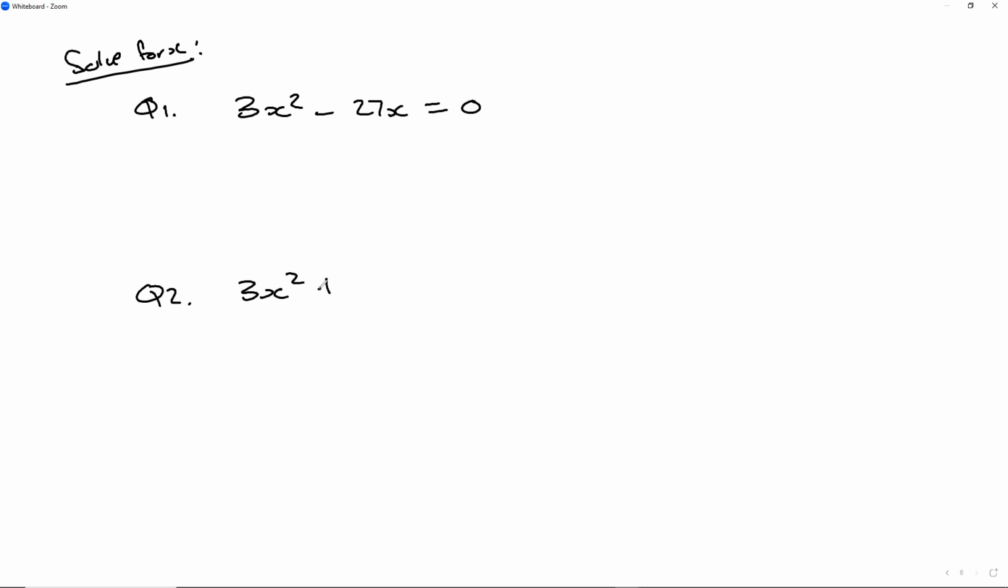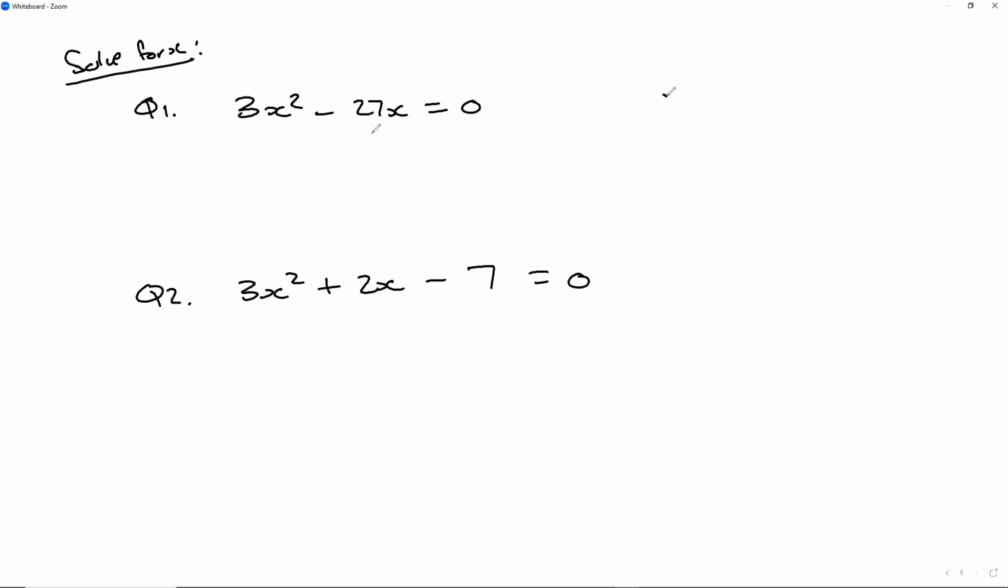All right, so let's do another round. Here we go. So let's do a few questions from this. Question 1: I've got 3x squared minus 27x equals 0. Don't forget, for these we are solving for x. Question number 2, I've got 3x squared plus 2x minus 7 equals 0. And let's see if we can solve for x for each of those.